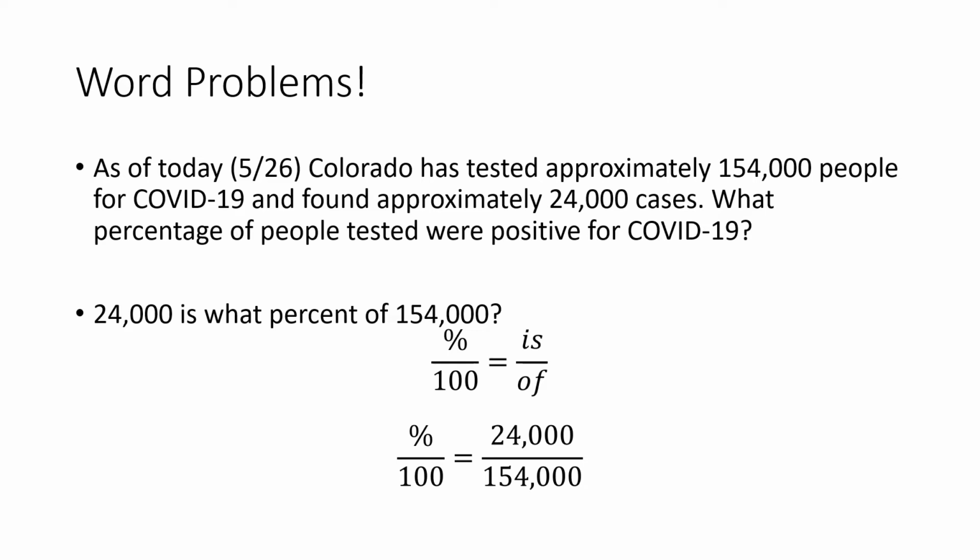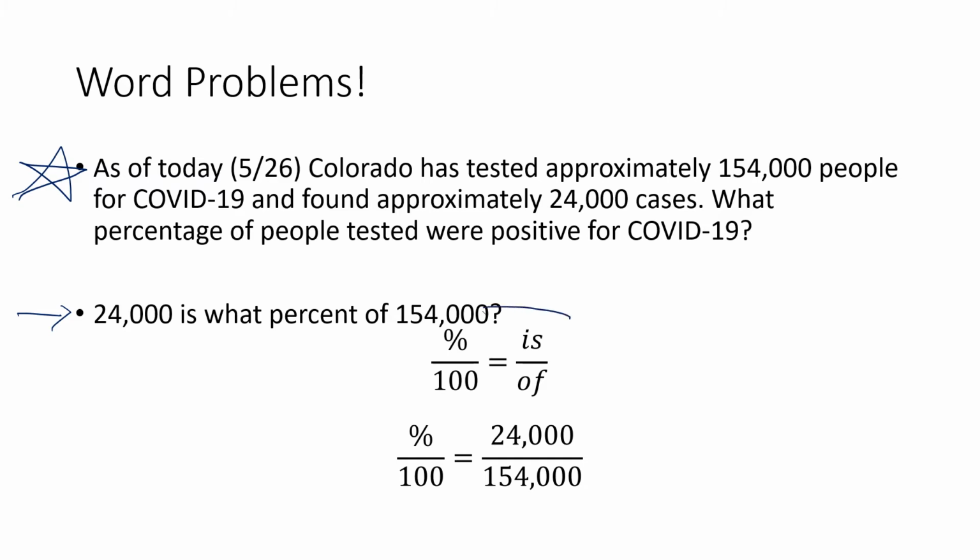So here is our first one. This is data as of May 26. So for Colorado, this is from the CDPHE, the Department of Public Health and Environment. Colorado has tested approximately 154,000 people for COVID-19, and they've found approximately 24,000 cases. So what percentage of the people who have been tested for COVID-19 actually tested positive for COVID-19? This is the kind of place where you would use decimals, to find part of a whole. So essentially what we're asking here is 24,000 is what percentage of 154,000?